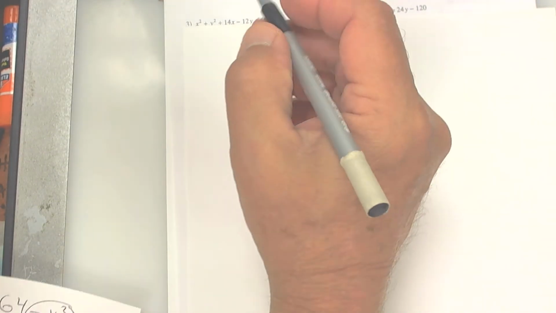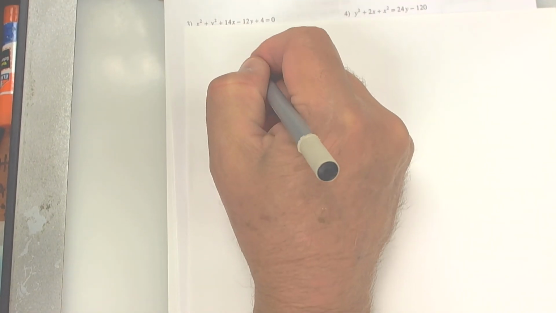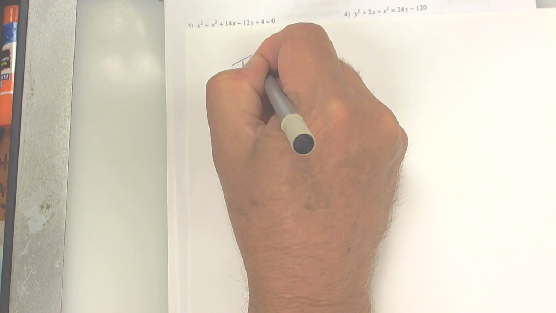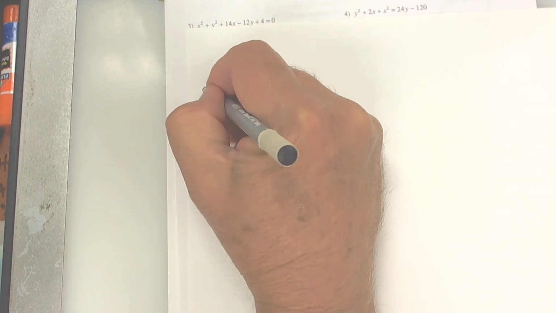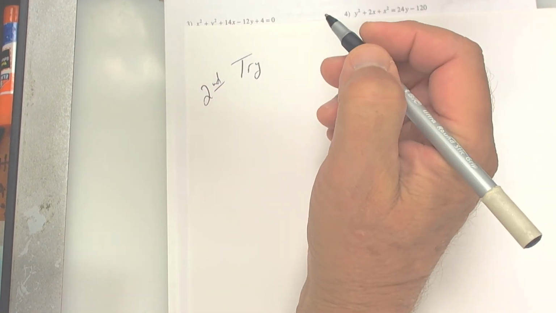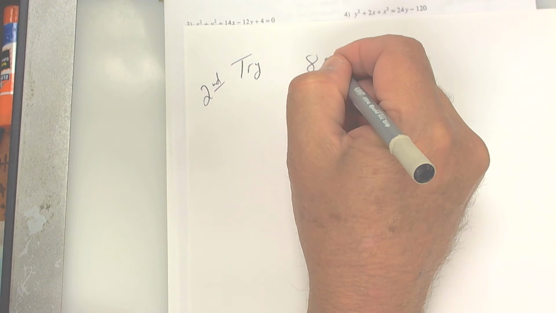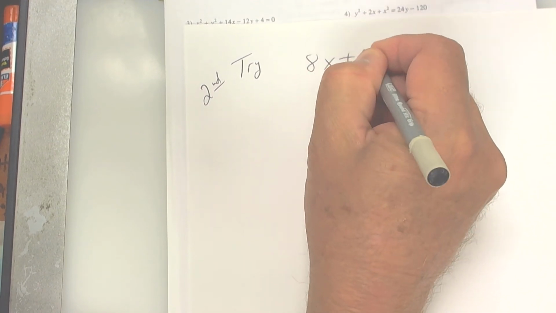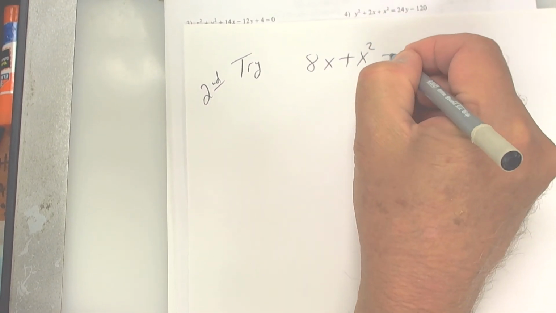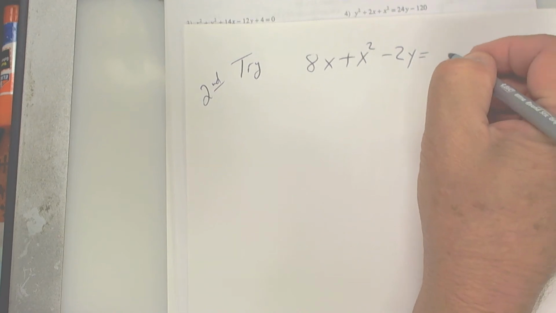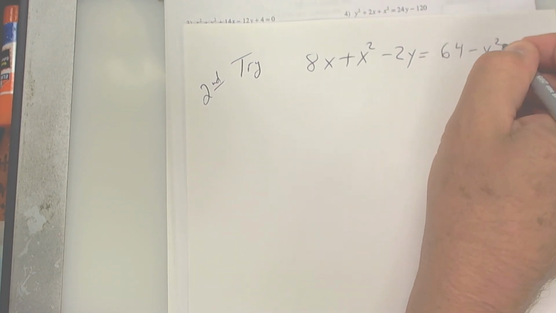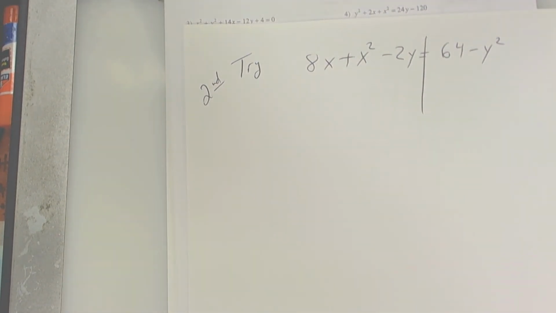Let's try it again. We're going to work the same one. So cover up your work and put try number 2. Or second try would be better. Okay, so put 8x plus x squared minus 2y is equal to 64 minus y squared. Copy that down. We're going to do it again.